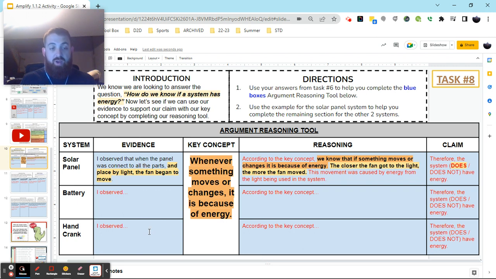So now it's going to be your job. You need to include your evidence for the battery and the hand crank. Tell me what your claims were for those two things, and connect your key concepts to your evidence.